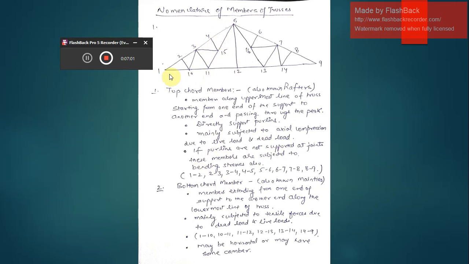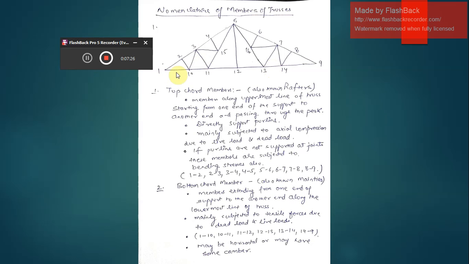And the second one is 1 to 10, 10 to 11, 11 to 12, 12 to 13, 13 to 14, 14 to 9. This forms the bottom chord member, also known as the main ties. You can remember, these are the members extending from one end of the support to the other end along the lowermost line of the truss. So these are mainly subjected to tensile forces due to the dead and the live load.